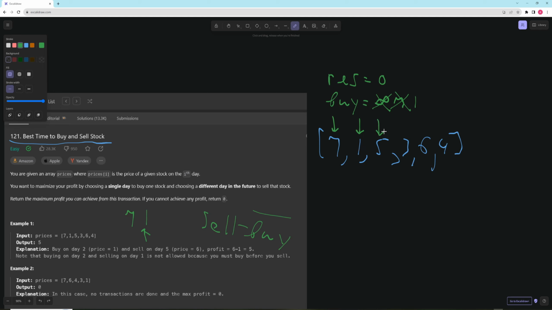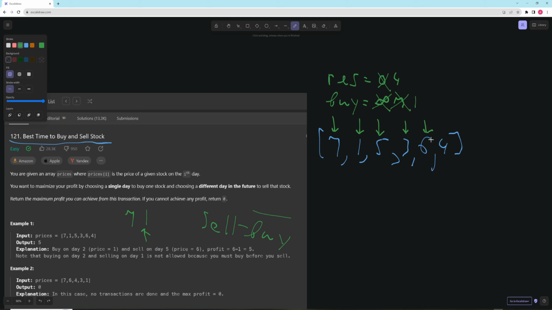Okay, now for the 5. If we sell it now, our profit will be 5 minus 1, which is 4. Is that better than what we have? Yes, it is. And is it cheaper than it was? No, it's not. And we go to the 3, and if we sell, our profit would be 2, and our buy price is still 1, so we want to have the lowest buy price possible.